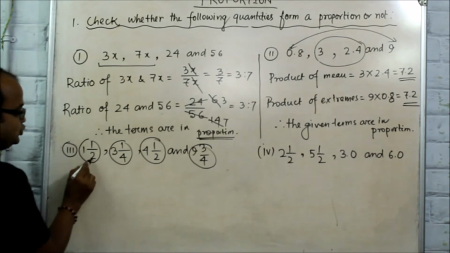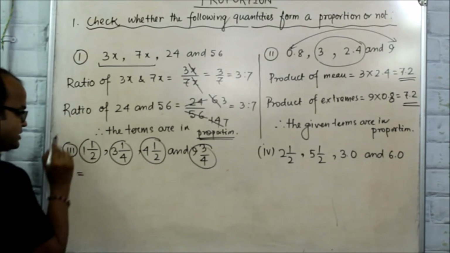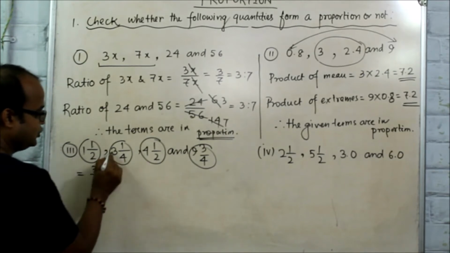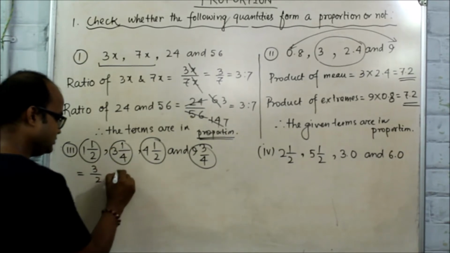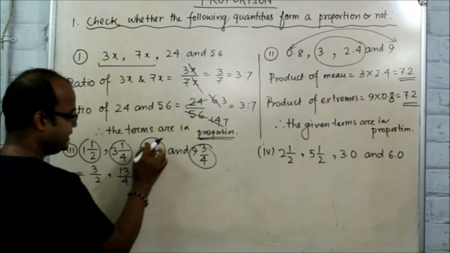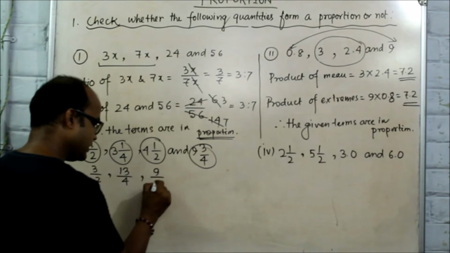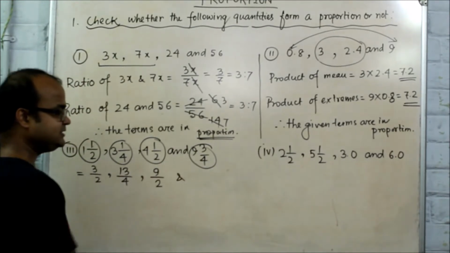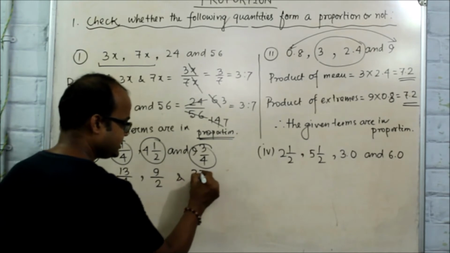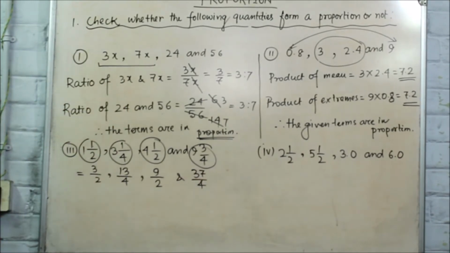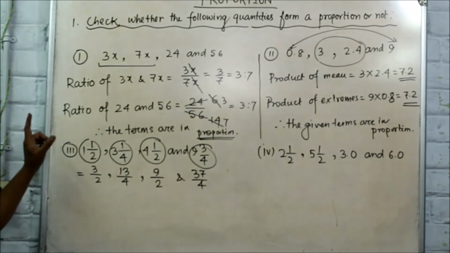So this is equal to 2 1 ja 2 plus 1. So this will be equal to 3 by 2. 4 3 ja 12 plus 1. 13 by 4. 4 2 ja 8 plus 1. 9 by 2. And 9 4 ja 36 plus 3. 37 by 4. Clear?